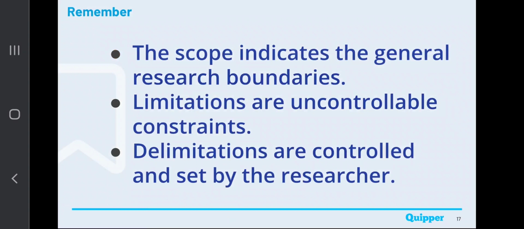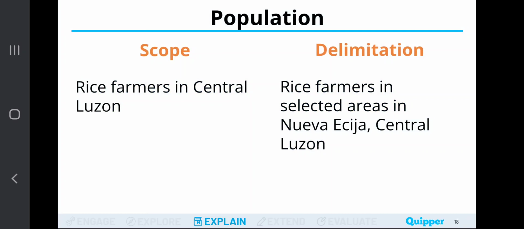So sa delimitation class, which is controlled and set by the researcher, in terms of population, we make it more specific. Rice farmers in selected areas in Nueva Ecija, Central Luzon. So mas klaro na karon kung asa lang taman ang discussion nimo. Not only with the scope of rice farmers in Central Luzon, because then again, scope is more generic, general lang gina siya. Kung delimitation karon, you are the one to control it and you are the one to set kung asa rin sila taman. So you are going to specify rice farmers in selected areas in Nueva Ecija, Central Luzon.